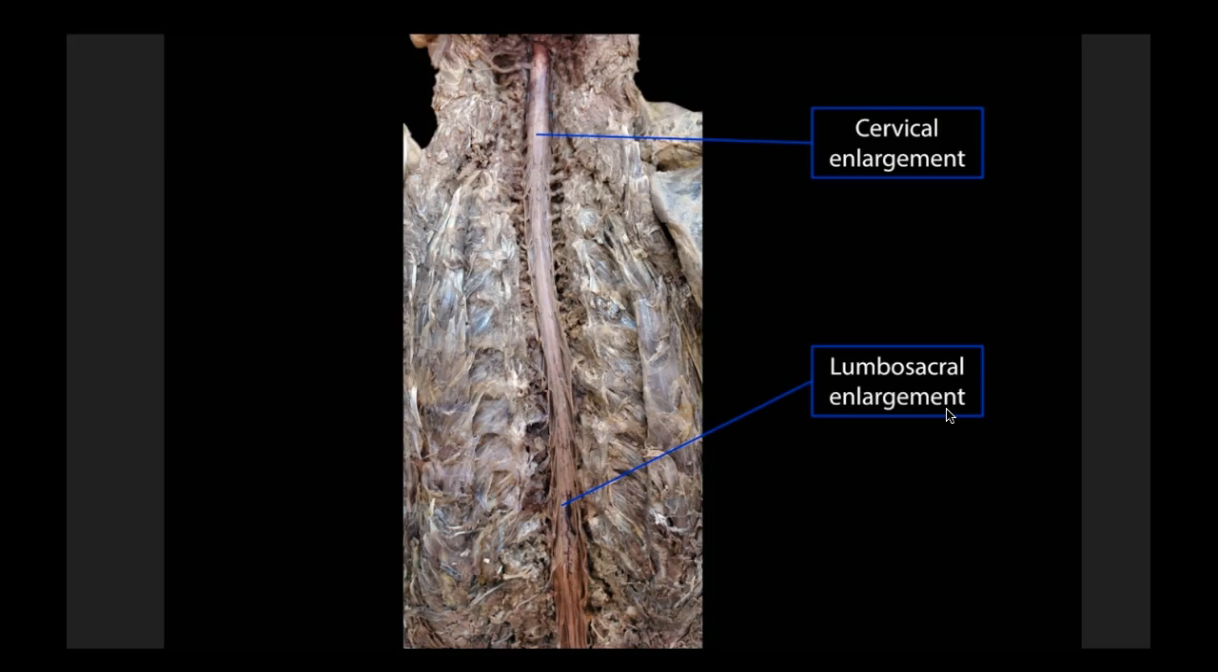Here's what you can expect it to look like on a cadaver. We can see more superiorly is the cervical enlargement of the spinal cord, and then inferiorly, where you see it enlarged right before we see the conus medullaris, which I'll describe to you in just a moment, is your lumbosacral enlargement.